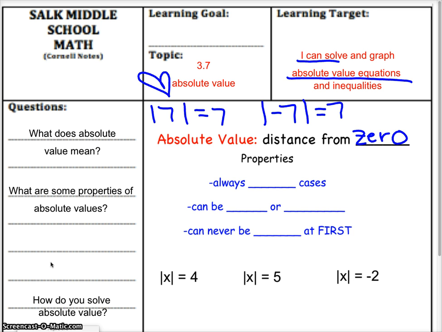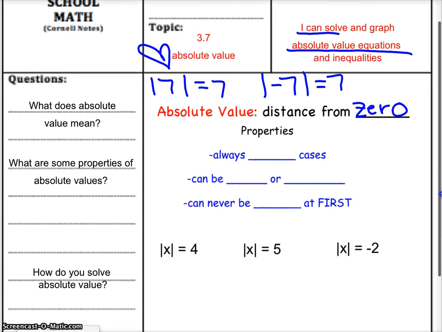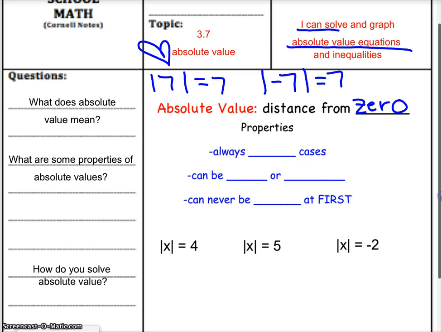Absolute value is the big long bars that look like ones, a lot of kids think. And it represents distance from 0. Notice 7 and negative 7 are the same distance from 0. Do you notice that? Yeah. Important.